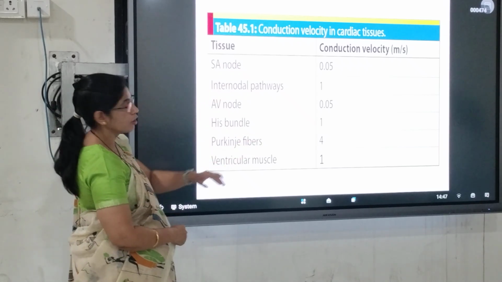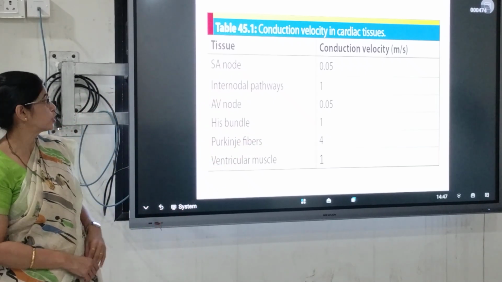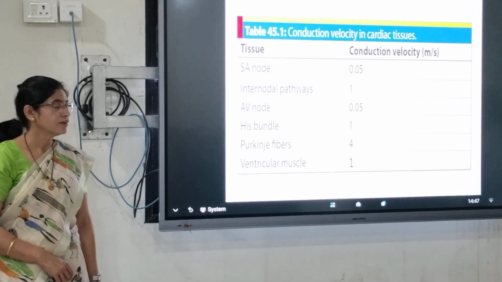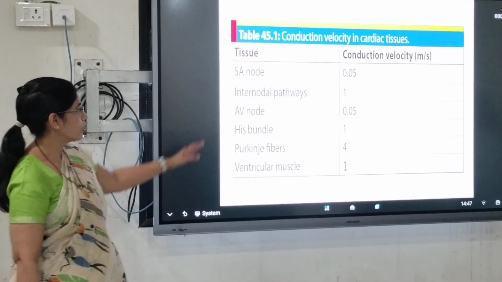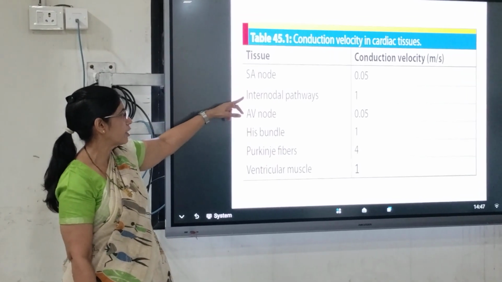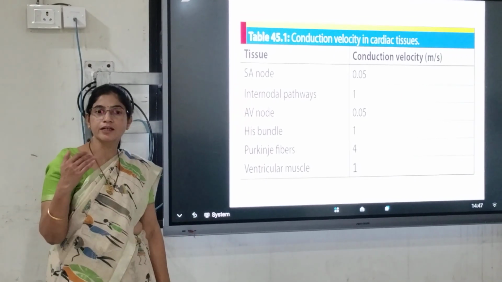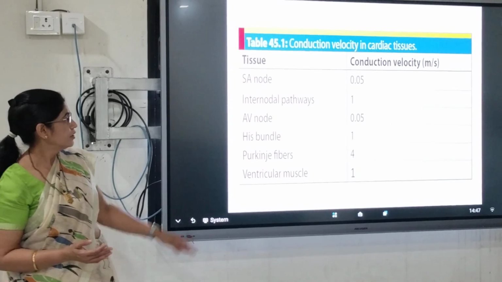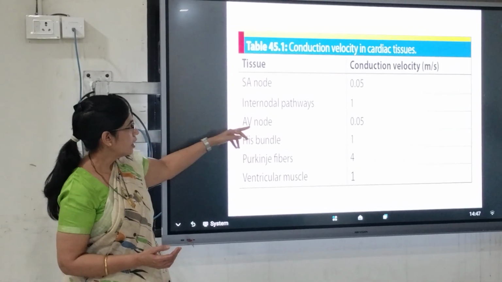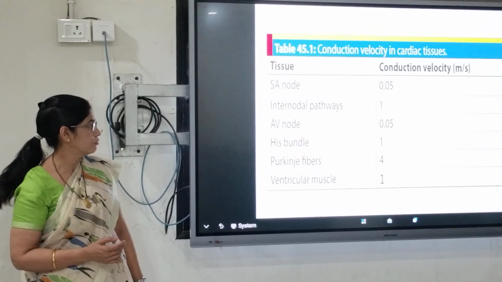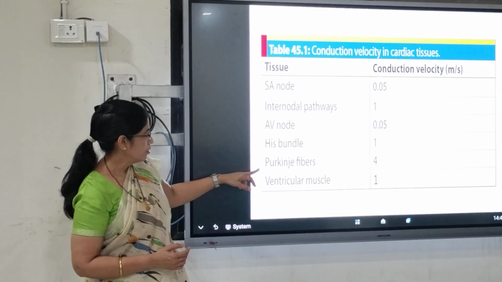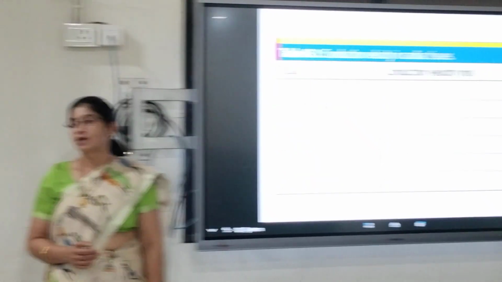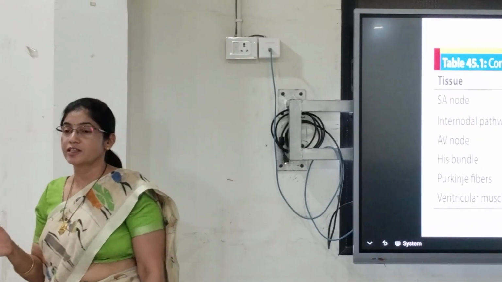So this is the conduction velocity in the different tissues. In the SA node, the conduction velocity is 0.05 meter per second. In the internodal pathways from the SA node to the AV node, the conduction velocity slightly increases to 1 meter per second. When it goes to the AV node, again it is 0.05. You can see the bundle branches 1 meter per second. But here you can see the Purkinje fibers, the conduction velocity suddenly increases. That is 4 meter per second.